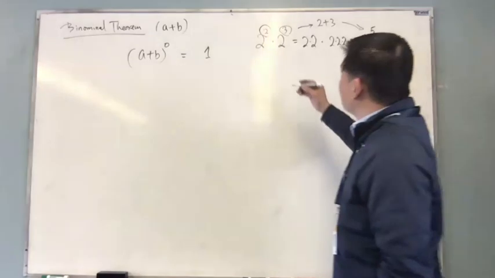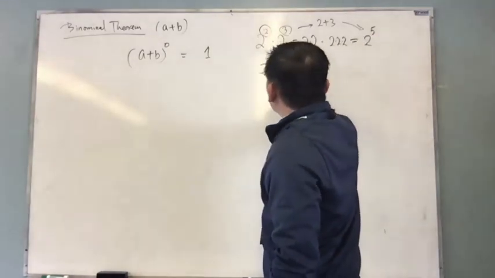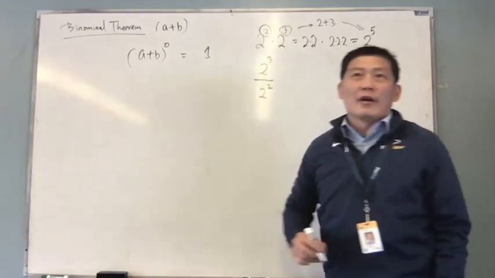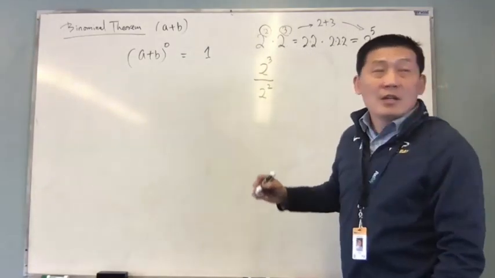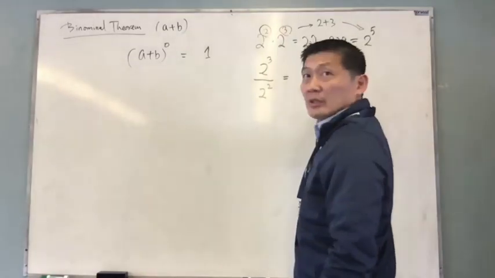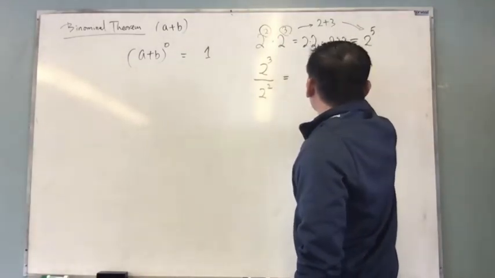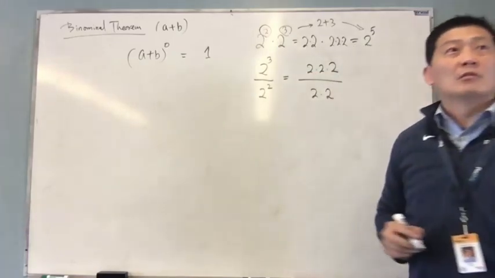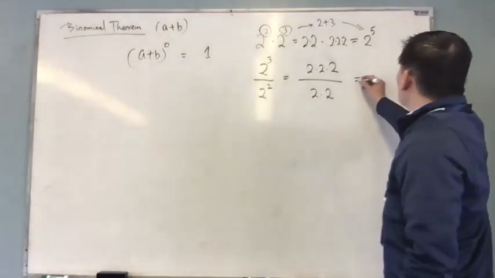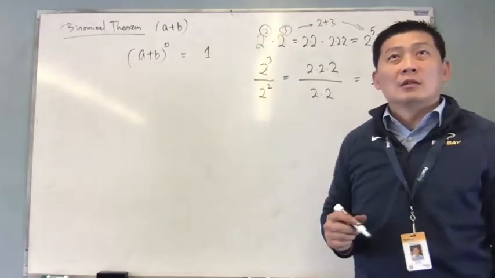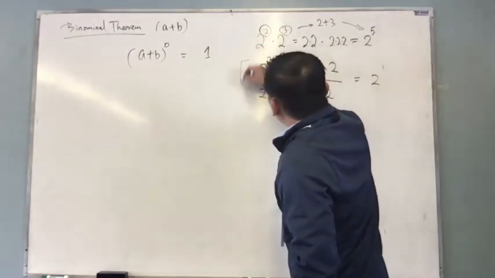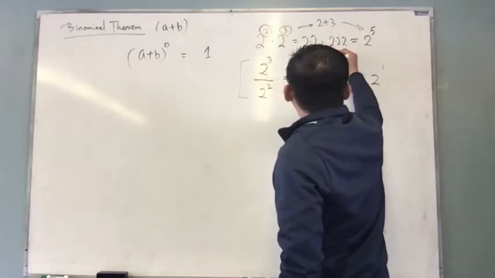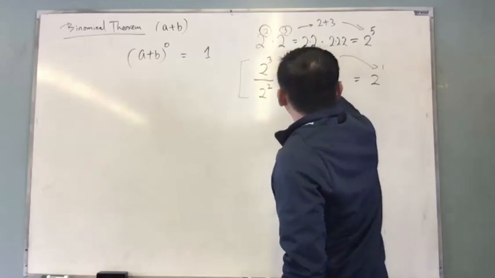Okay. Well, what if you have 2 to the 3rd power divided by 2 squared? This, in many ways, can be written as 2 times 2 times 2 divided by 2 times 2, right? And that would be just 2 to the 1 power. So in many ways, if you have a division like this, you can think of it as 3 minus 2 to get to your 1.